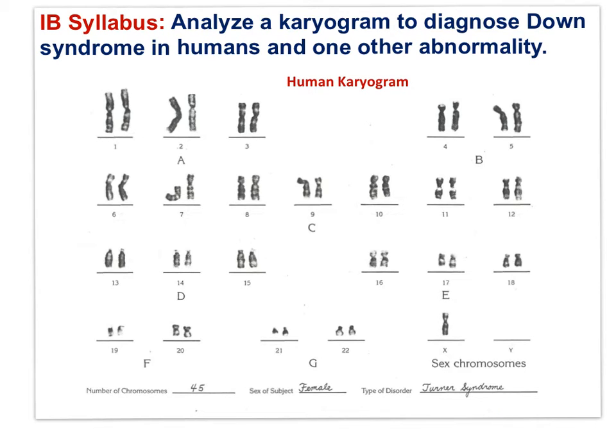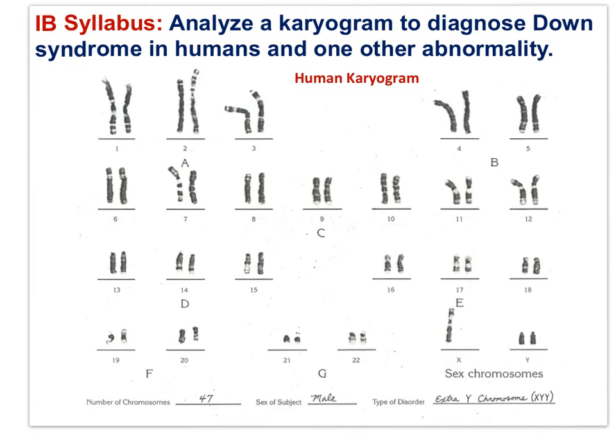Remember that non-disjunction results in some gametes with 1 extra chromosome and some gametes with 1 less. Turner syndrome occurred when the cell with 1 less chromosome was fertilized. Here is a karyogram of an individual with 1 additional chromosome, like trisomy 21, but the extra chromosome here is an extra Y chromosome. There are 3 total sex chromosomes. This condition is known as Klinefelter syndrome.